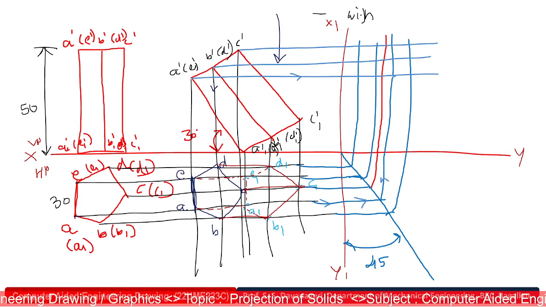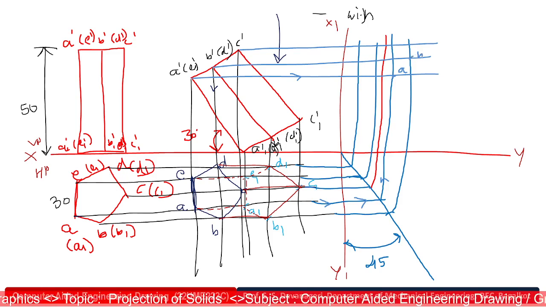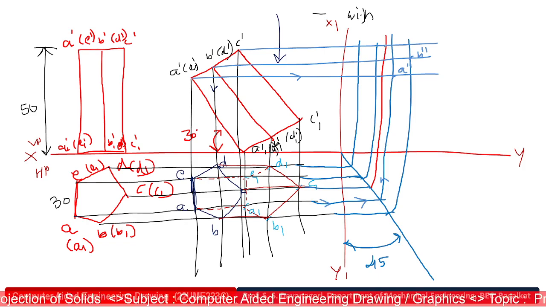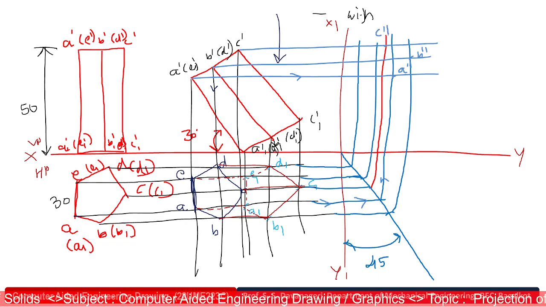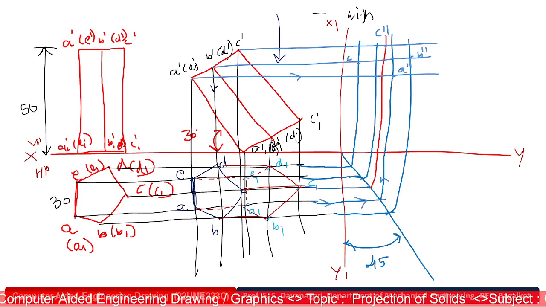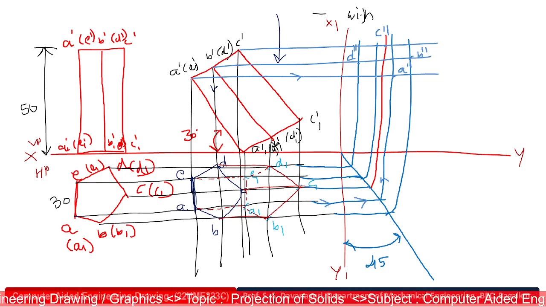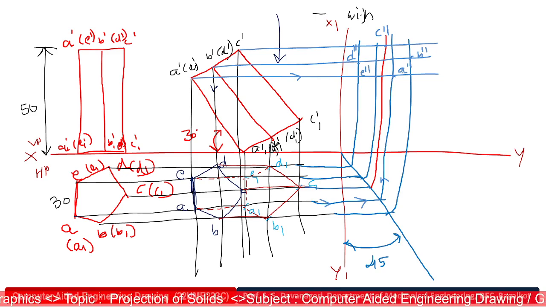Now you just observe, you got a point A here, you got a point B here. Let us mark A double dash, B double dash, C double dash, D double dash, and here you got E double dash. Okay. Now let us join all these points.